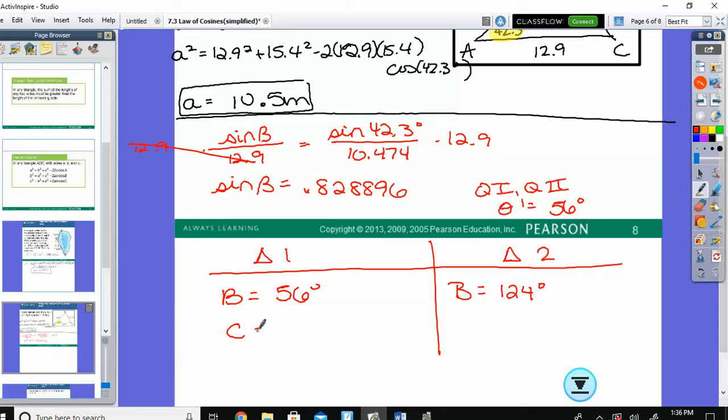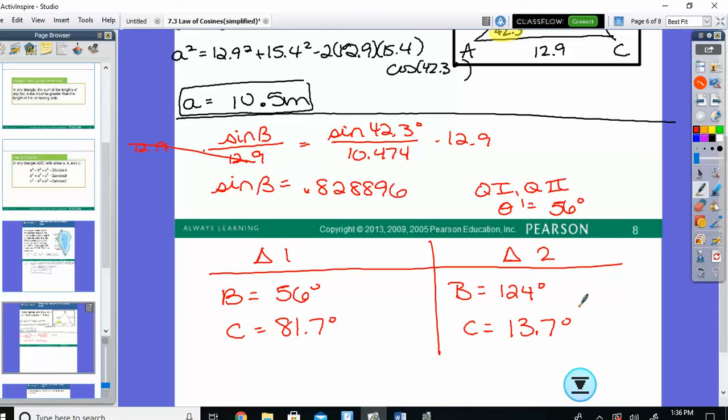We also need angle C. So to get that, you do 180 minus the angles you have. So 180 minus 56 minus 42.3 gives me 81.7 degrees. The other one, 180 minus 124 minus 42.3 gives me 13.7 degrees.